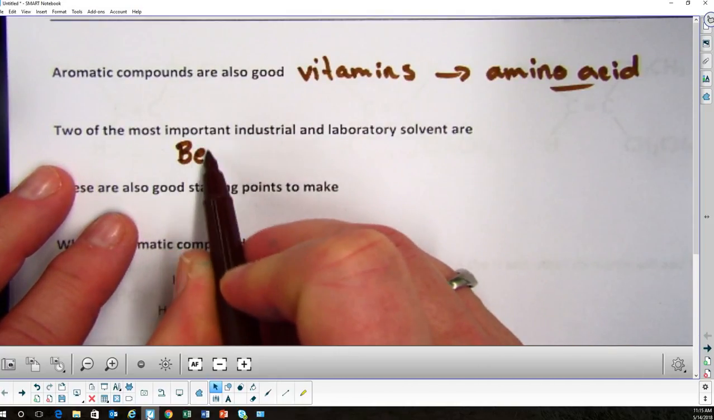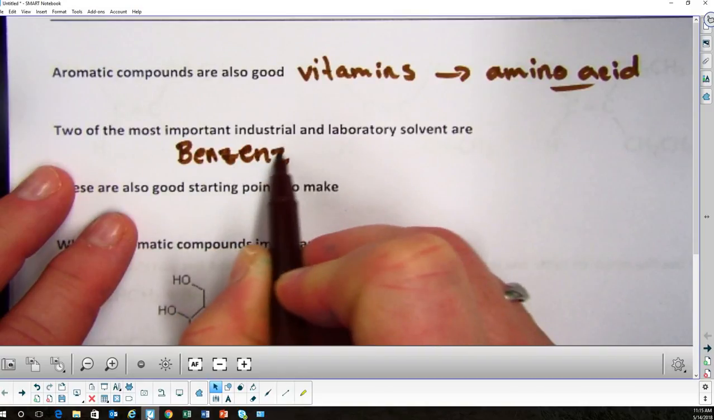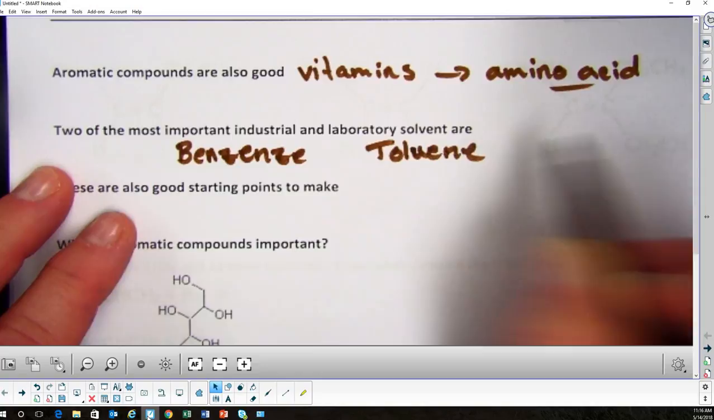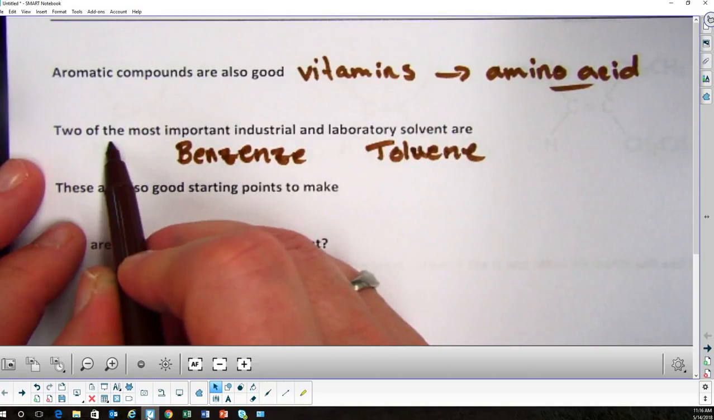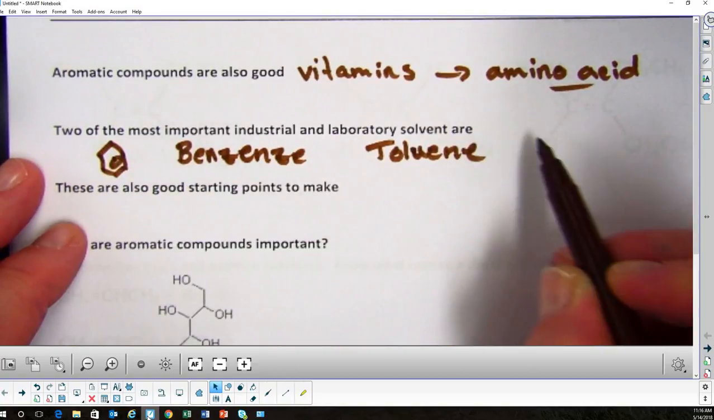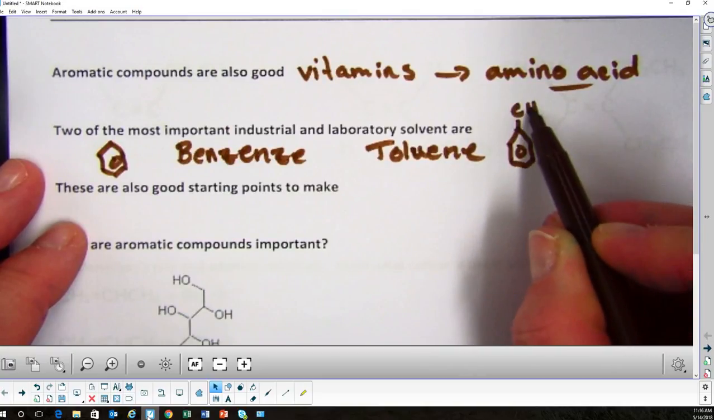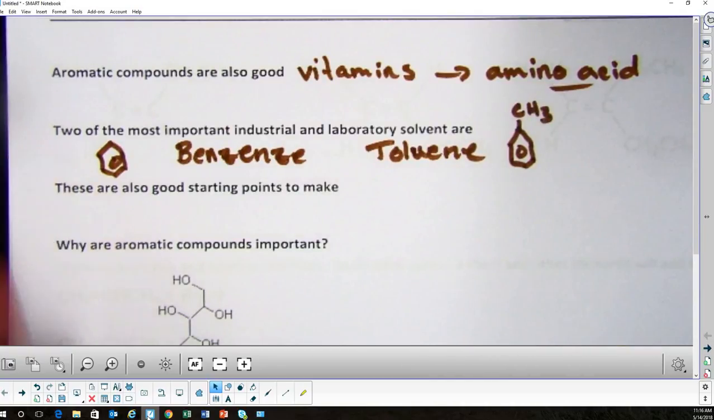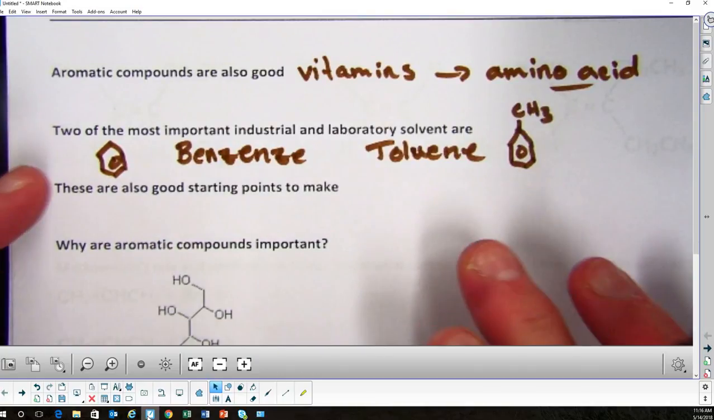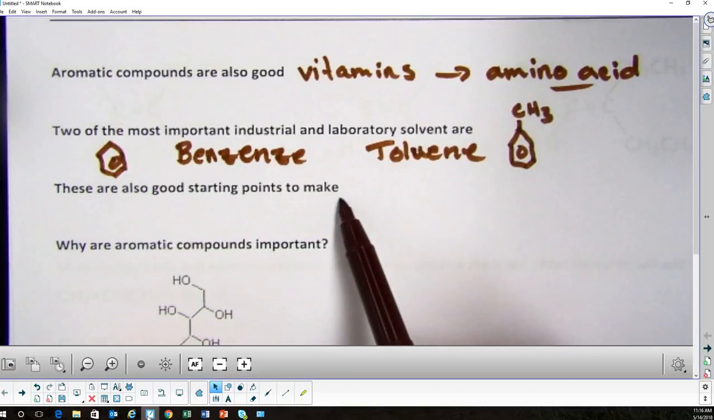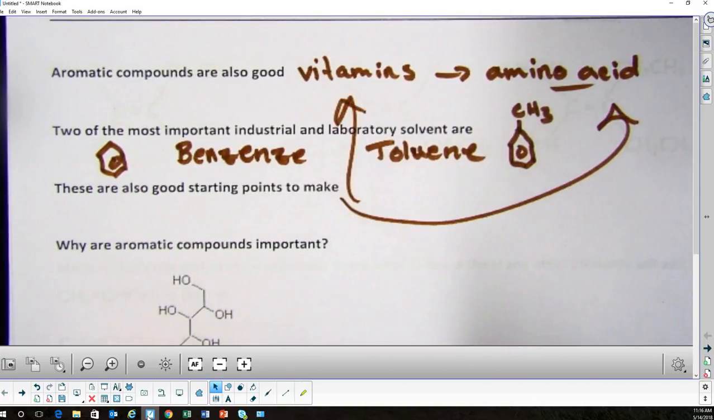Okay, so two of the most important industrial and laboratory solvents that we use are benzene by itself and toluene. Anybody remember what toluene was? Right, so benzene is just the benzene ring, and toluene is a benzene ring with a methyl group on it. Okay, these are also great starting points to make our amino acids, our vitamins, our plastics, a lot of different things, so we can't just not use them.